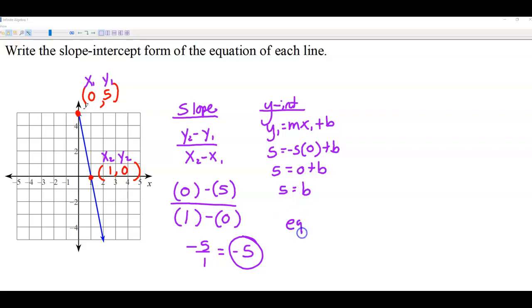And that brings us to our last part where we can write the equation of that line. We just take the slope and the y-intercept and put them in the equation. Y equals mx plus b. And that's the equation of that line. Okay?